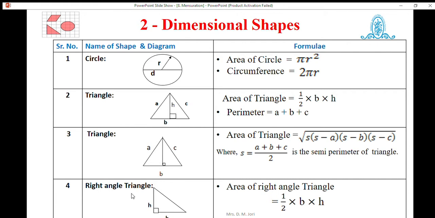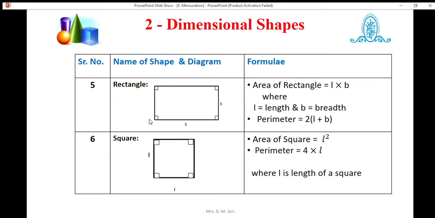The next shape is the right angle triangle. For a right angle triangle, base and height must be known. If the base and height are given, you can find its area by using half into base into height. Next, the area of a rectangle can be obtained by using l into b, length into breadth. If l and b are given, then we can find the area of the rectangle.